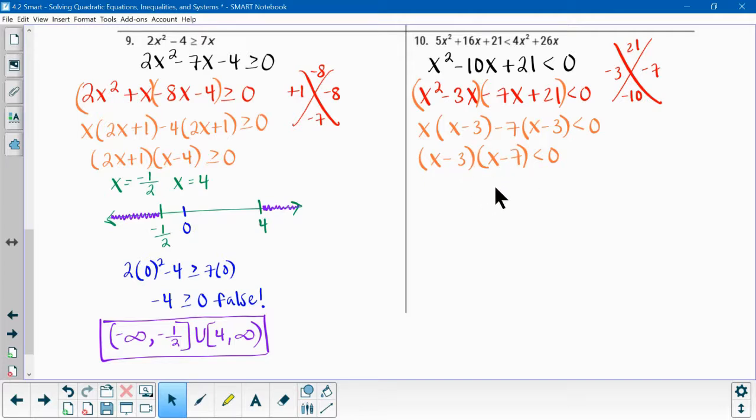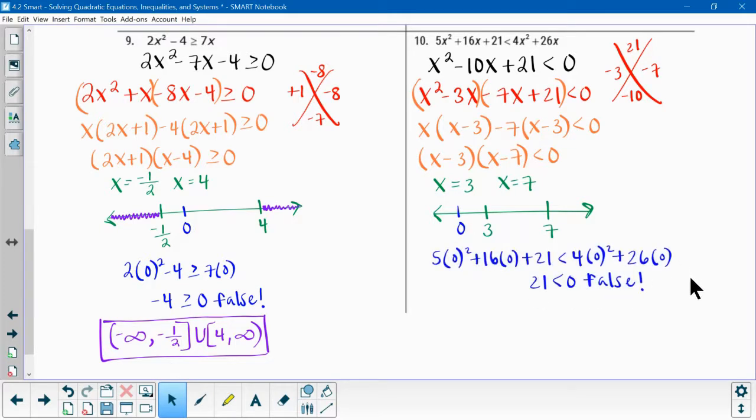So I'm going to set both of these equal to 0, which is going to give me x equals 3 and x equals 7. So I placed them on my number line, found out where 0 was, plugged 0 back into my original equation, and I got a false statement. 21 is not less than 0. So when it's on the outside and it's false, I'm going to shade everything inside between the two critical points. So my solution is going to be from 3 to 7 with parentheses only because there is no equal sign.